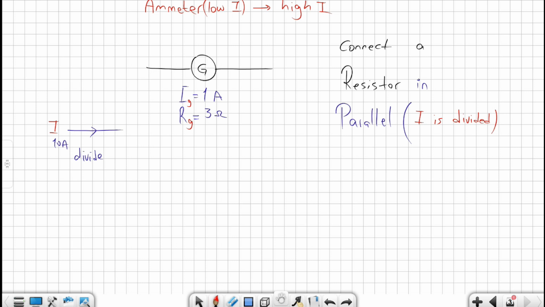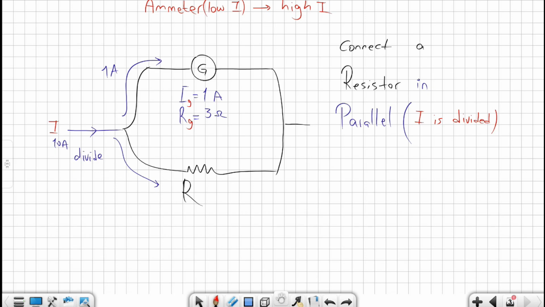So we need to connect it in parallel so that the current is divided. So this is parallel combination. Now the second problem is that we need to make sure that only 1 ampere passes through the galvanometer, and this resistor should be able to take up to 9 ampere. Otherwise, if it takes 8 ampere, 2 ampere will pass through the galvanometer. So we need to make sure that this 9 ampere will go through the resistor.